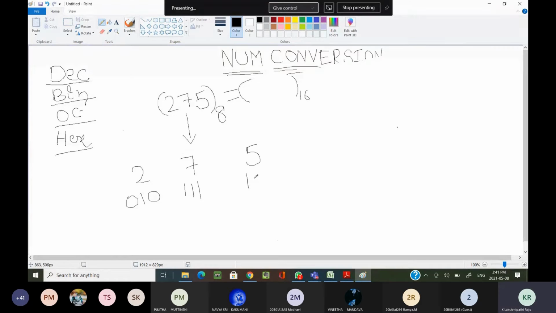Now, this is the binary number I am getting: 010 111 101 of base 2. This is my binary number, not an octal number now. Now what do I have to do? Now write this binary number.